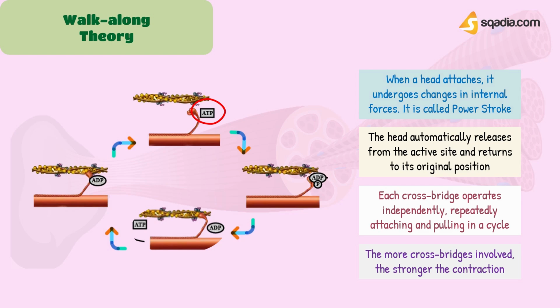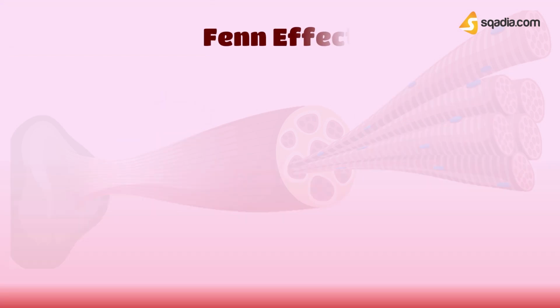Now, in this whole process of muscle contraction, ATP plays a vital role. It is the basic unit of energy for muscle contraction. When a muscle contracts, it needs energy to perform work. This energy is obtained by breaking down ATP into ADP. The more work the muscle does, the more ATP is broken down, which is known as the Fenn effect.